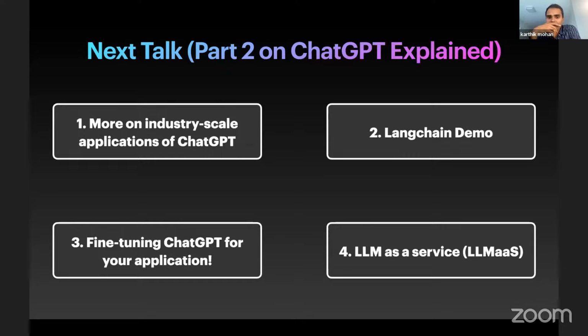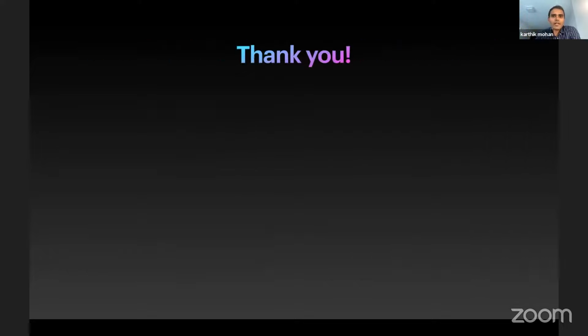Then we'll also look at LangChain, which is chaining large language models. Demo on this in the next one. Fine-tuning ChatGPT for your application, again tied to number 1. And then we'll look at a little bit on LLM as a service, where it's viable, where it's not, the economics of it, rate throttling issues, and other things that come up with using LLM as a service. That's about it. Thank you.